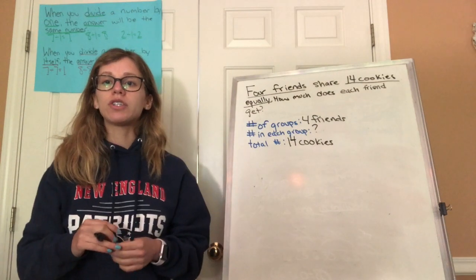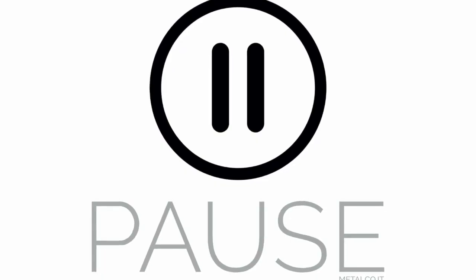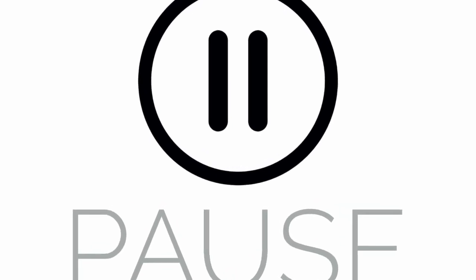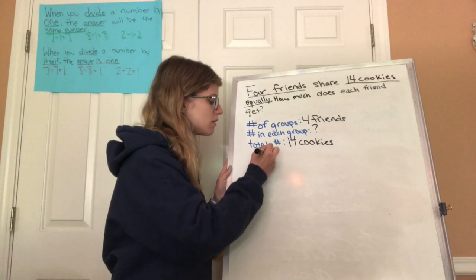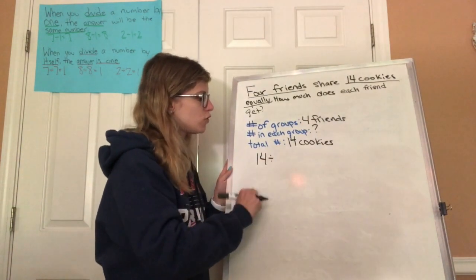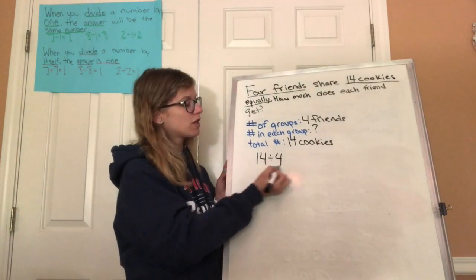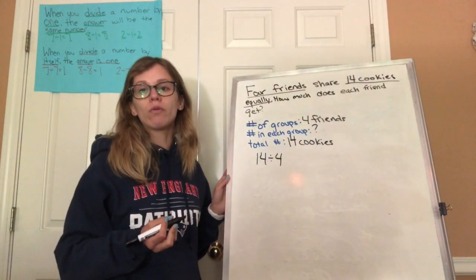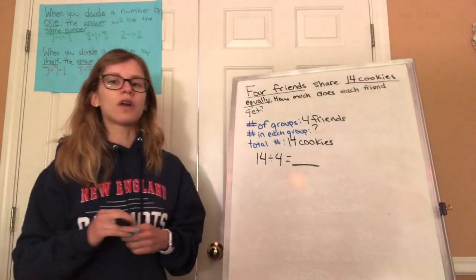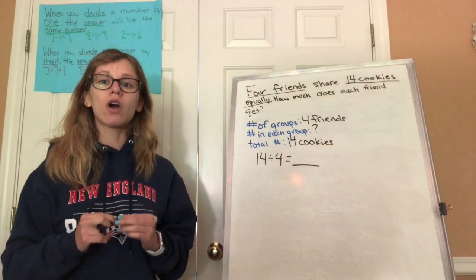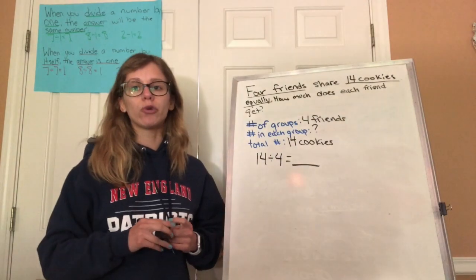Pause me and think about an equation that I can use to represent this story problem. So I know that the total number is 14, and I'm breaking it up into 4 groups or 4 friends. 14 cookies, and it's getting broken up with 4 friends. And then I'm trying to figure out how many does each friend get. Pause me and draw me a picture showing how I would break up 14 cookies into 4 groups.